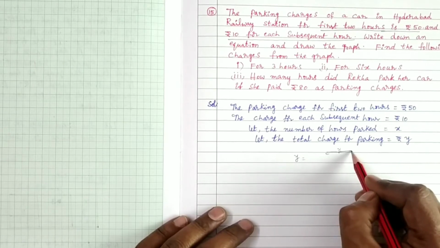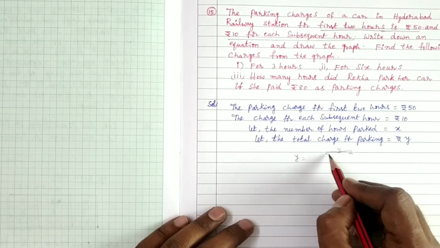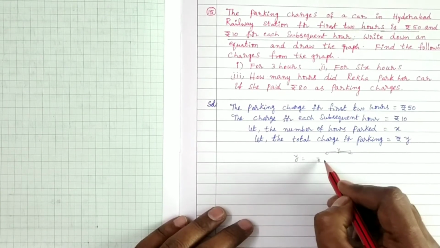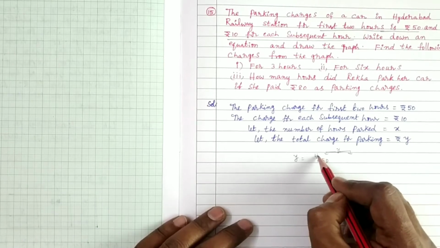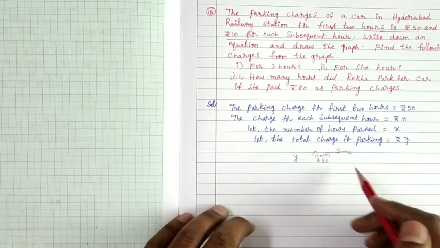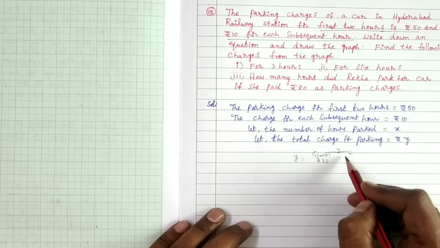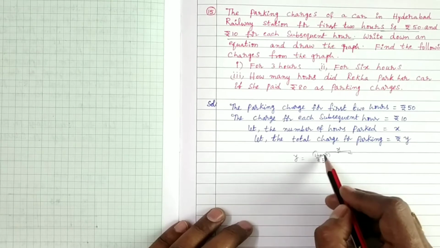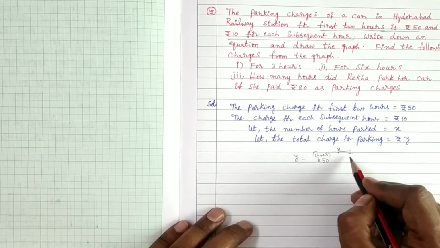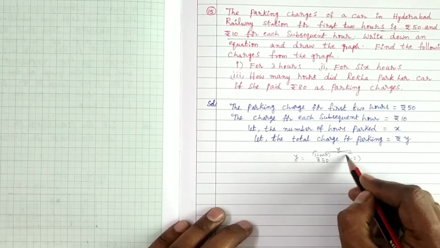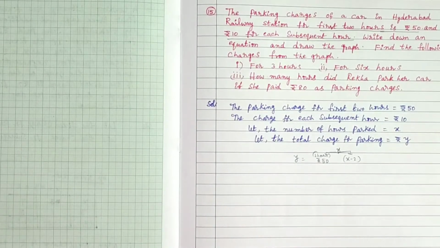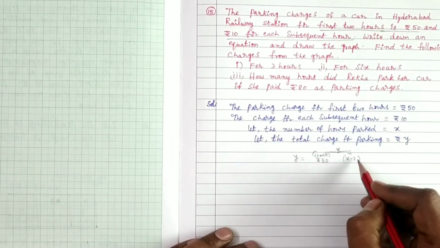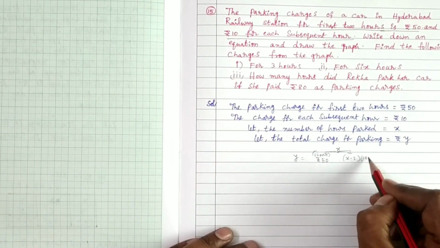In this x, the charge for first 2 hours is rupees 50. Remaining hours means out of x, already 2 hours are over. So remaining hours are x minus 2 hours. For this x minus 2 hours, each hour charge is rupees 10. So x minus 2 into 10.